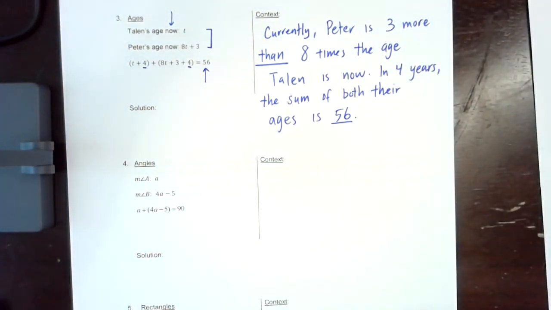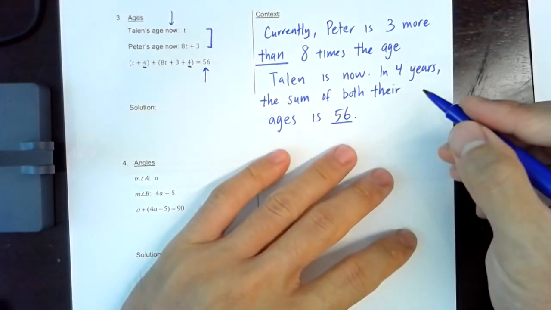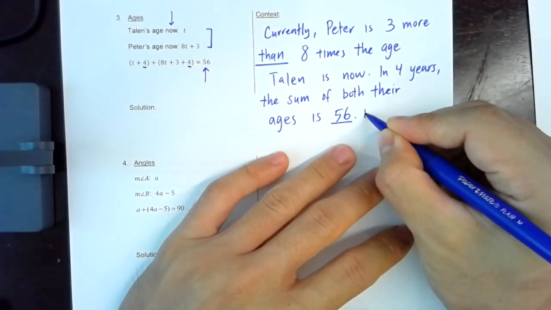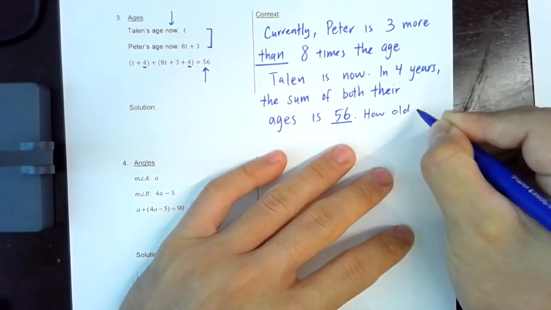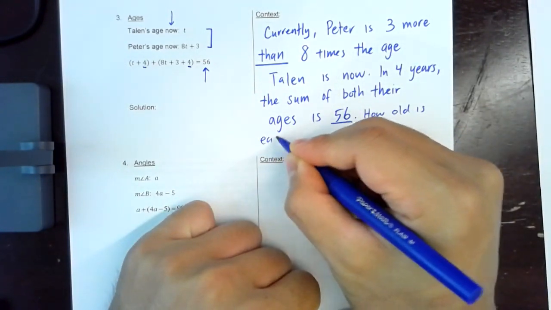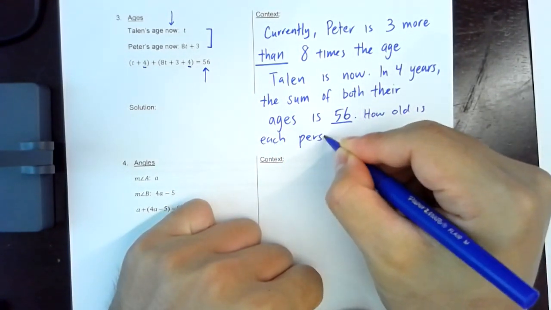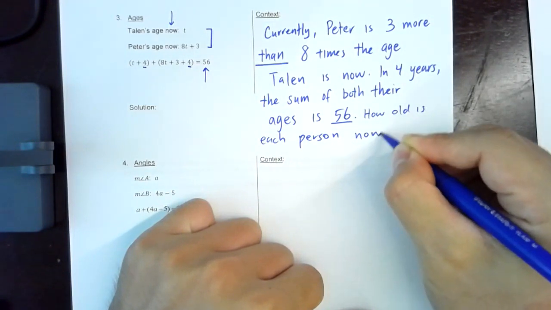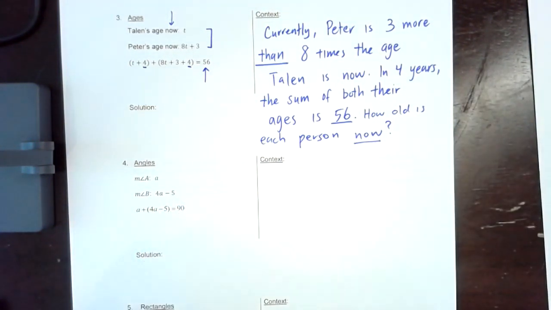And then every context needs to have an exiting question. If you don't add anything else to your context, then your audience will read your context and say, okay, what do you want me to do? Do you want me to solve for their age in 4 years, or do you want me to solve for their age now? So I'm going to write, how old is each person now? Basically their current age.